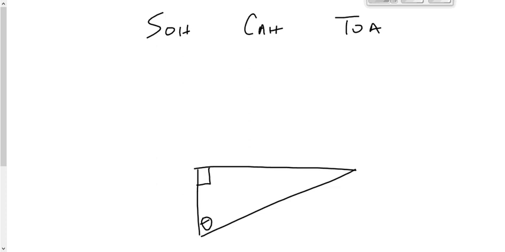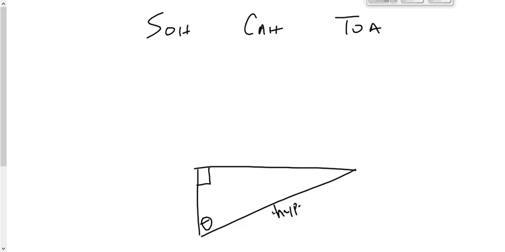There's three sides, remember: opposite, adjacent, hypotenuse. Which side of this triangle is the hypotenuse? Good, across from the right angle. The hypotenuse in a right-angled triangle will always be the longest side, and it's always across from the right angle. So this is going to be the hypotenuse every single time.